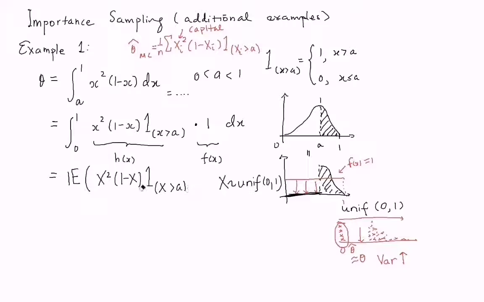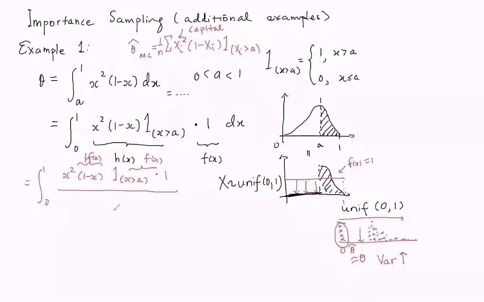All right, so we look at it from another point of view, okay? Now this is h(x) and f(x), right? So I'm going to write it like this: x squared times the indicator 1{x > a}, okay? Now, I will find some g(x). So this is my h(x) and this is my f(x), okay?